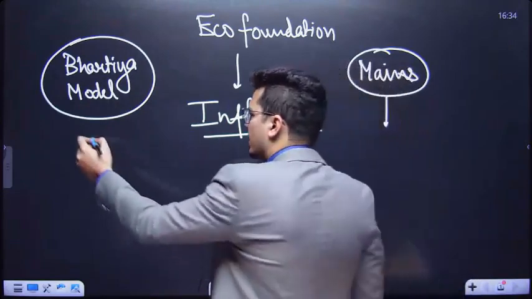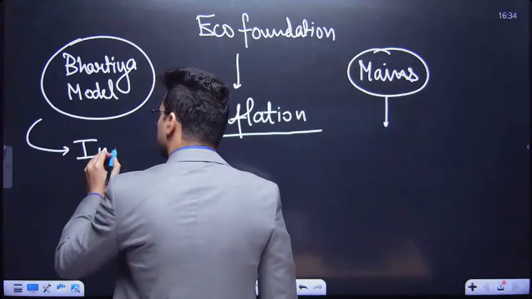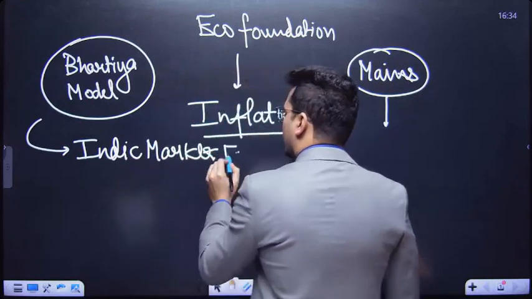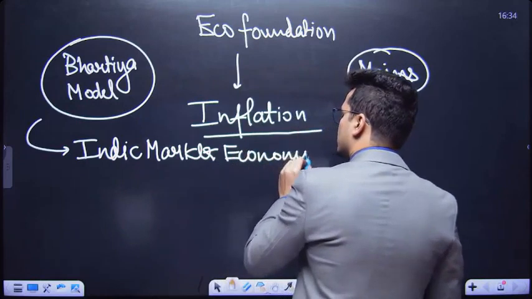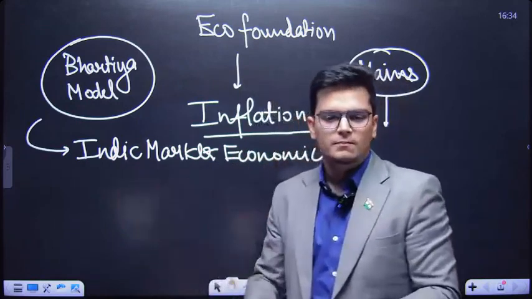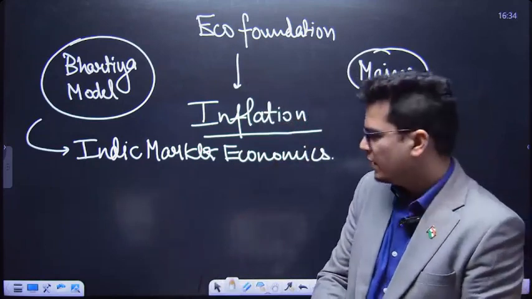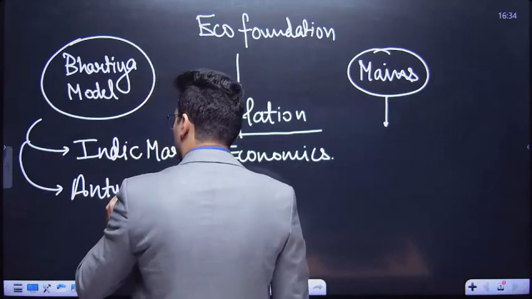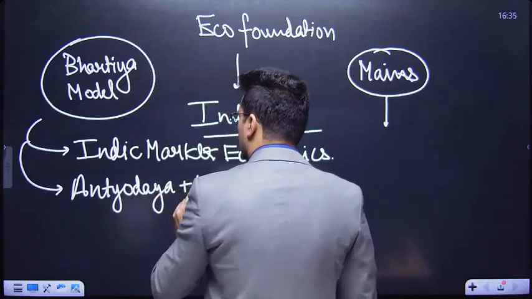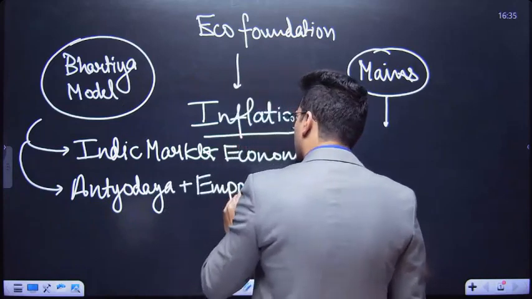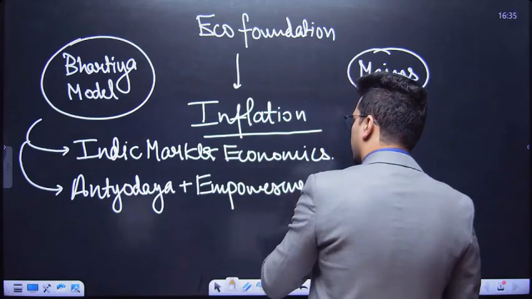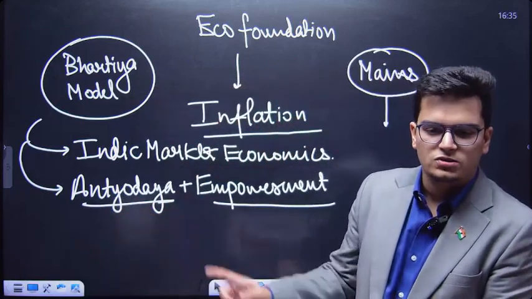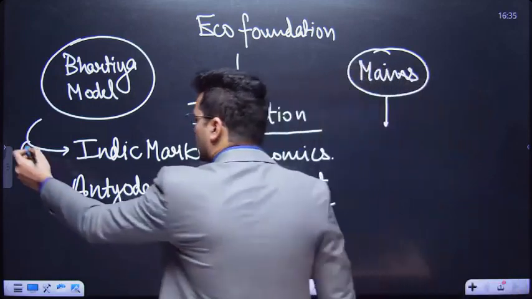Okay, one is Indic market economics, very good. What else? What were the other things? One was Indic market economics as per Indian tradition and Indian approach, adopting the middle path. What else? Very good. One was Antyodaya and empowerment. Again, as you can see, inspired from Indian philosophical tradition, the Antyodaya tradition given by Gandhi ji and Deen Dayal Upadhyay ji. What was the last thing? Holistic approach. Very good.